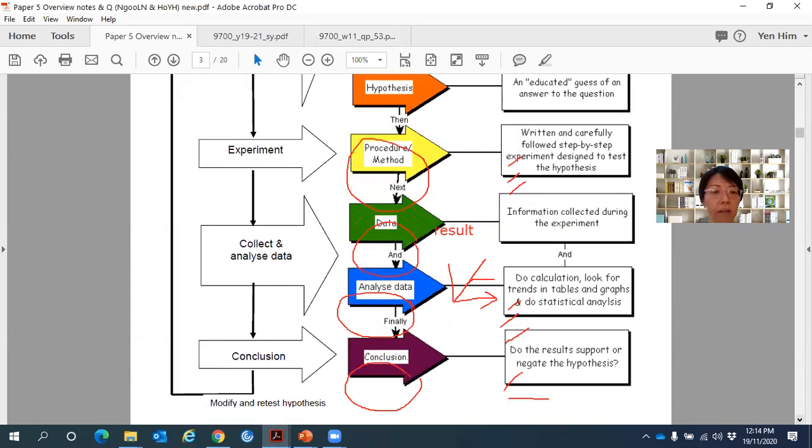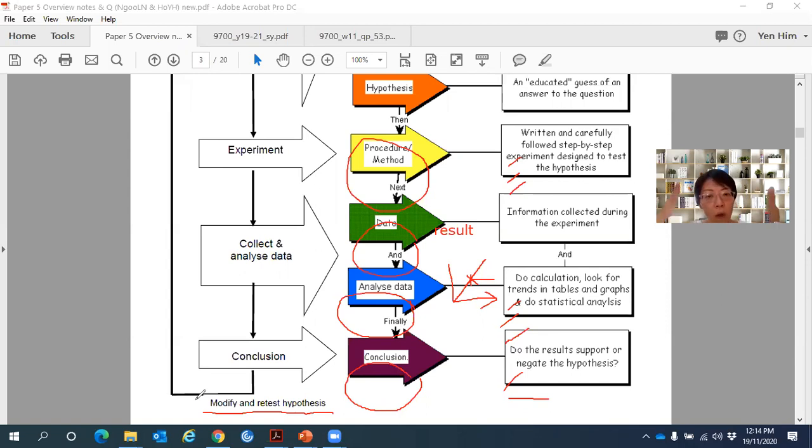remodify. Let's say your conclusion says that, yes, increased light intensity increases the rate of photosynthesis, but up to a certain level, then it levels off. Then you may want to modify and retest your hypothesis. So why does it level off? At this point, what other things actually cause the rate of photosynthesis to become constant? It does not increase anymore. Why? So you can do another experiment to find out.